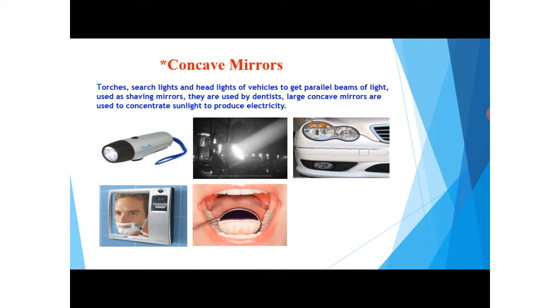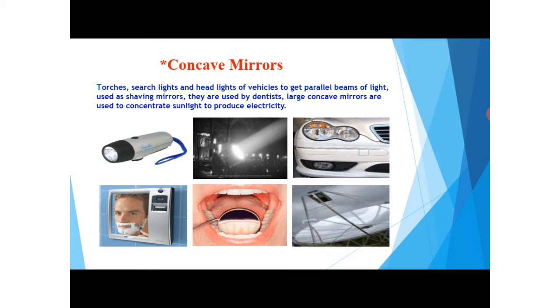Another one is that it is used by dentists in order to see the enlarged image of your teeth. And another one is the dish antenna, used to reflect the signal falling on it, which is converged and passes to the transmitter. So there are so many wide uses of the concave mirror. We are using the concave mirror in our day-to-day life.